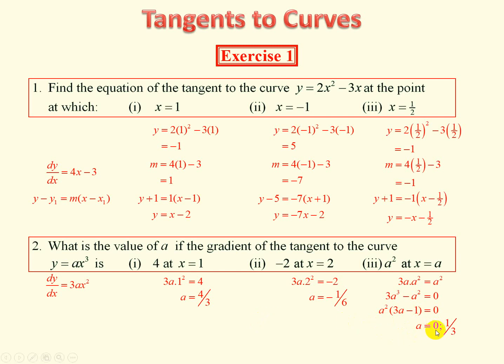Now this a equals 0 is really trivial because if you think about it, that's no longer really the graph y equals ax cubed because it's y equals 0. So we'll call it trivial. That's what we do in maths when it gives an answer which has no value. Doesn't mean it's undefined or anything.